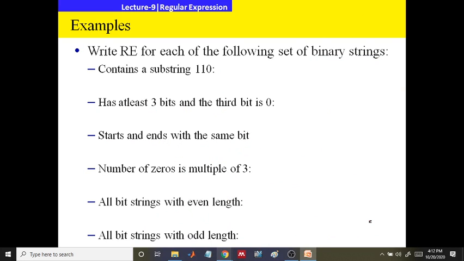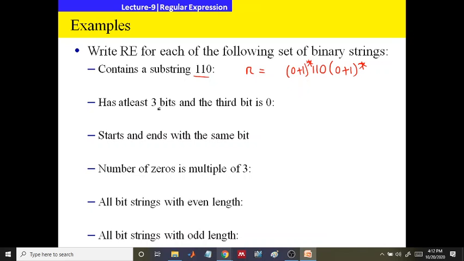Next, write a regular expression for each of the following sets of binary strings. Contains a substring 110. So the regular expression should be r equal to 110. Before it any number of zeros and ones, after it any number of zeros and ones.